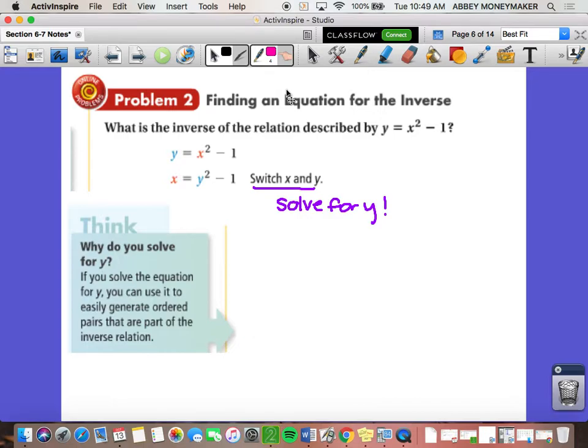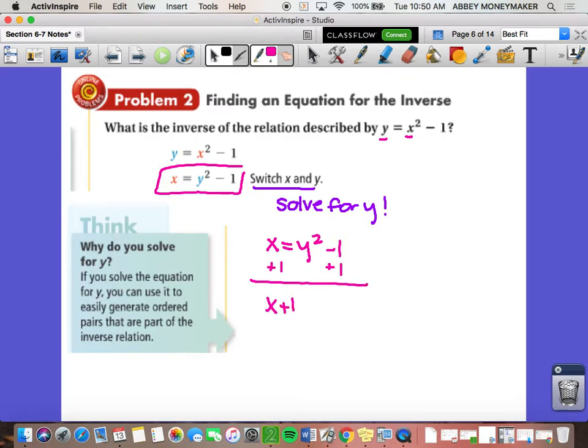So in this graphic here, you can see that they solely just switched the x and the y. The square did not go with the x, okay? Right here. The square did not go with the x. We just switched the x and the y. And from here, we are going to solve for y. So I'm going to add the 1 over.